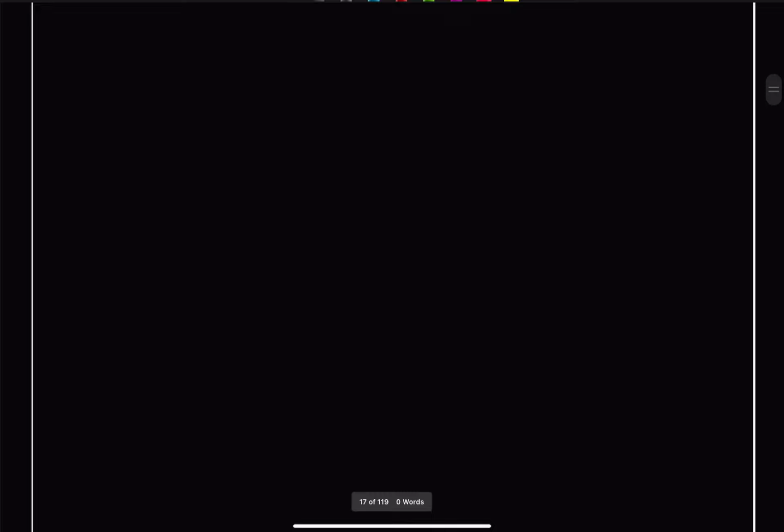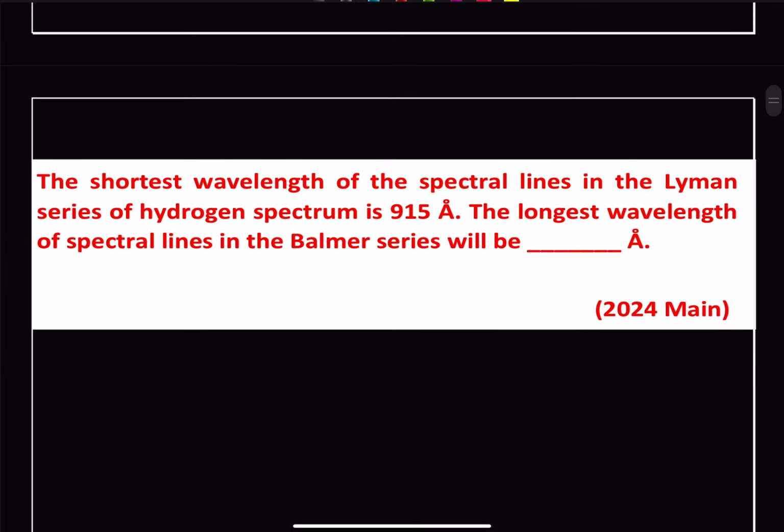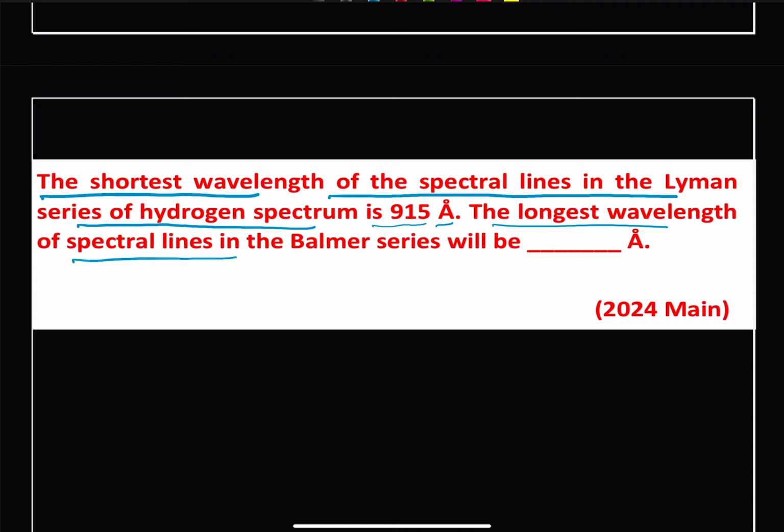Next question. It states that the shortest wavelength of the spectral lines in the Lyman series of hydrogen spectrum is 915 angstrom. The longest wavelength of the spectral lines in the Balmer series will be.